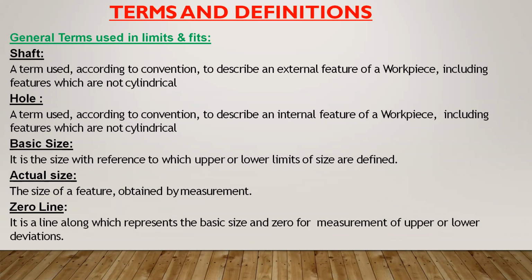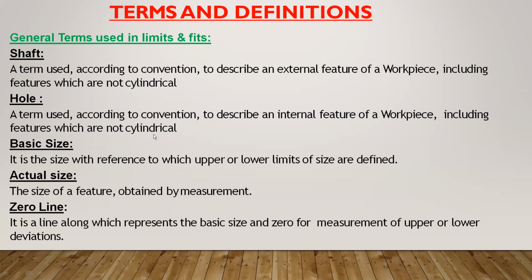So according to the convention, that is according to the usage, to describe an external feature of a workpiece, it is termed a shaft. Second one is the hole. According to the convention, it describes an internal feature of a workpiece. So shaft defines the solid element of a workpiece, but hole defines the hollow element of a workpiece, including features which are not cylindrical.